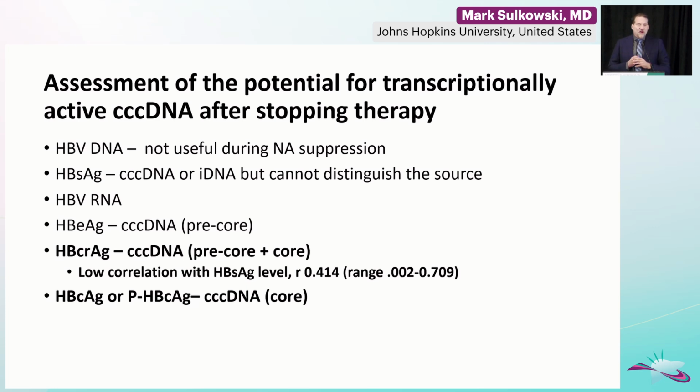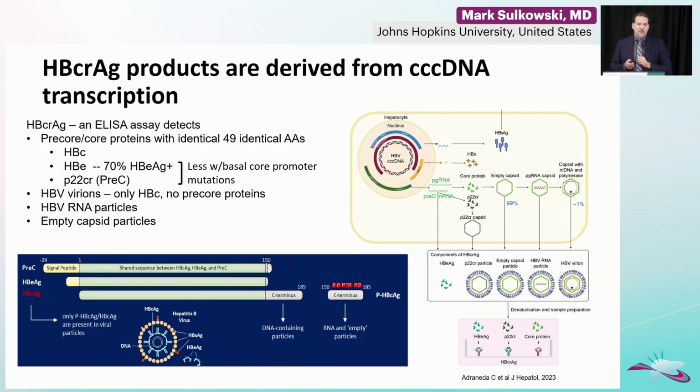I was asked to focus on the bottom two, so I'm going to limit my comments to those. Hep B correlated antigen, which does reflect what's going on with cccDNA, both a pre-core and core component. And then I'll talk a bit more about core antigen only and phosphorylated Hep B core antigen, which really remove this part of pre-core and e antigen and may have greater utility.